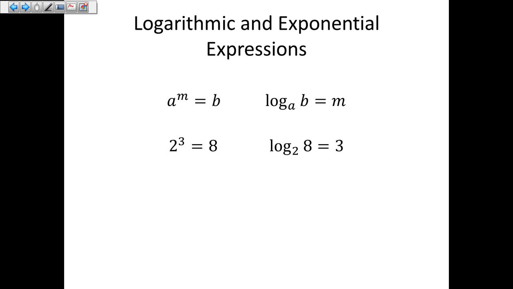Here we see a combination of exponential expressions on the left and logarithmic expressions on the right. These are called equivalent because from every exponential expression, we can create a logarithmic expression, and vice versa. For every logarithmic expression, we can create an exponential expression from the same terms. So on the left, we see a to the m power equals b, and on the right next to it, we see the log base a of b equals m. 2 cubed equals 8, and then on the right, we see the log base 2 of 8 equals 3.